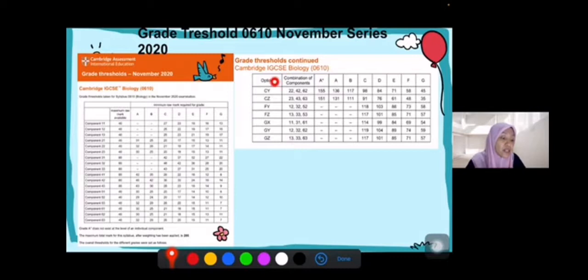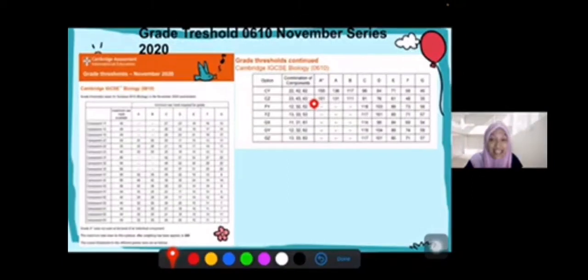So kita tengok kat sini. Combination of component. Kita ambil tu 3, 4, 3 and 6, 3. This is option CZ. To get A star, kita kena dapat 151 barulah dapat A star. Boleh ke? Boleh, insyaAllah.